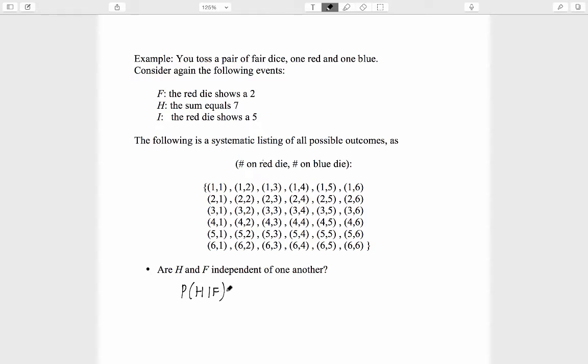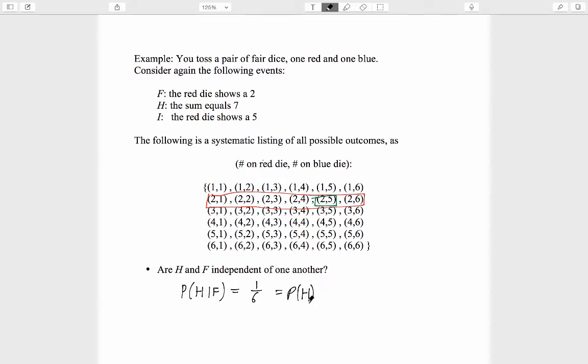The probability of H given F turns out to be 1/6 if it's known that F has already occurred, if it's known that the red die shows a 2. Then how many of these 6 outcomes have a sum equal to 7? One of them does. 1 out of 6 is the probability of H given F. Since the probability of H is also 1/6, it is 6 out of 36. All 6 outcomes along this diagonal line here are in the event that the sum equals 7. So 6 out of 36, or 1 out of 6, is the probability of H.